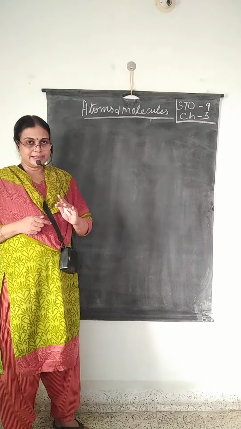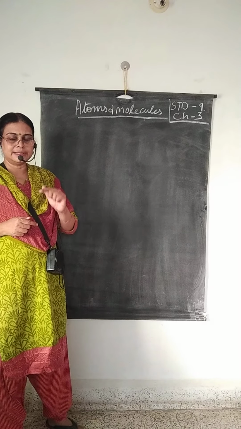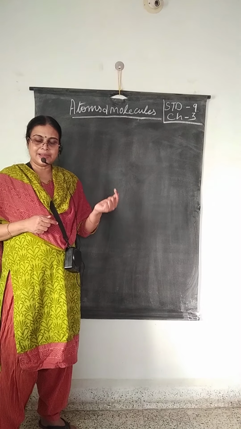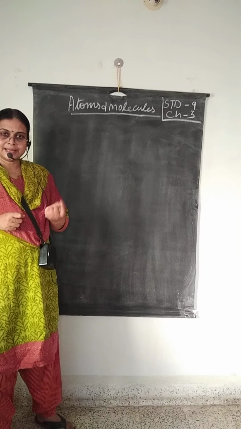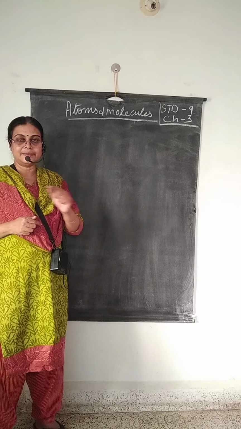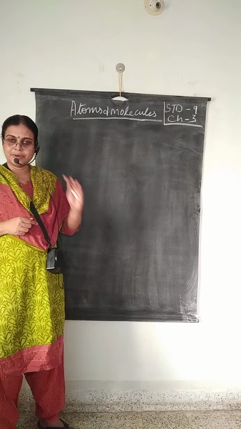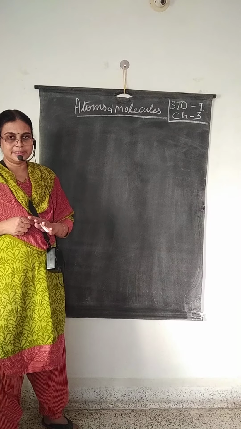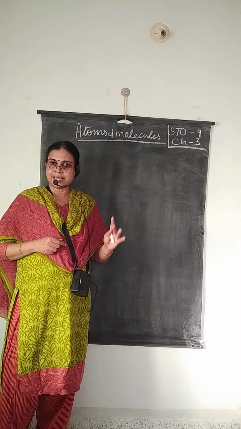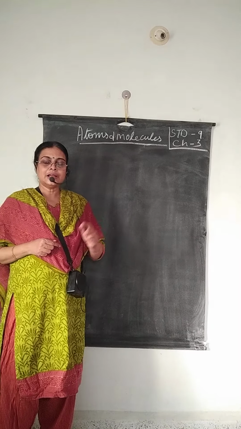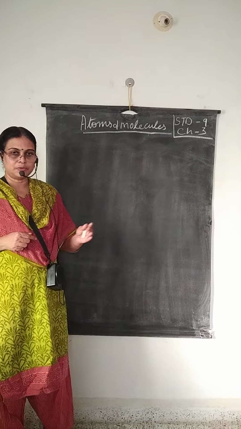To repeat, the valency of the first element should be written under the second, and the valency of the second should be written under the first. That's the first rule. And the second rule is that if one valency is 1, then also no need to write anything. If both have the same valency, then also no need to write anything under the element. Now we will discuss a few examples of how to write.